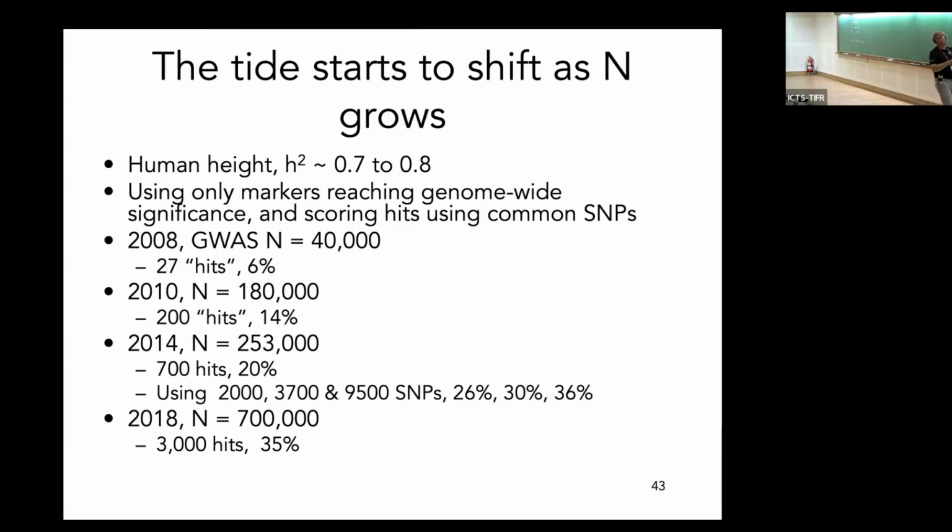So a lot of this comes out of Peter Visscher's group, as part of a consortium. So this is 700 hits. Suppose you take the top 2,000, 3,700, 9,500. Now you go from 20 to 26%, 30%, and 36%. 2018, 700,000. You take the top 3,000 hits, you get 37%, or 35%.